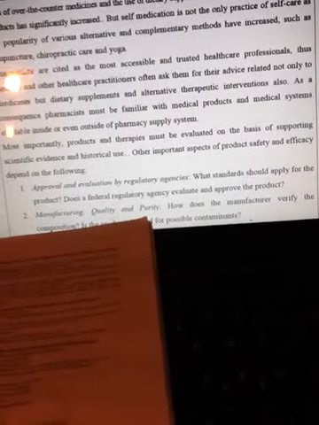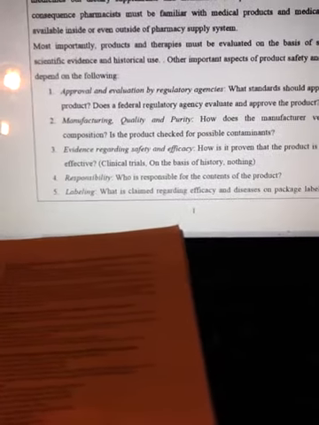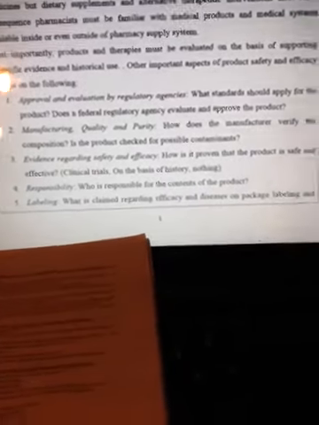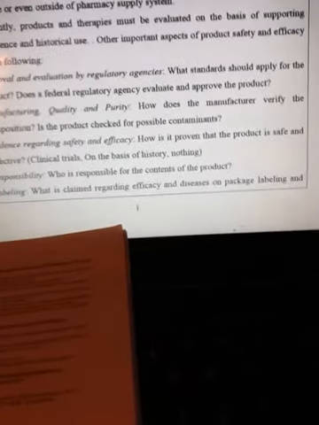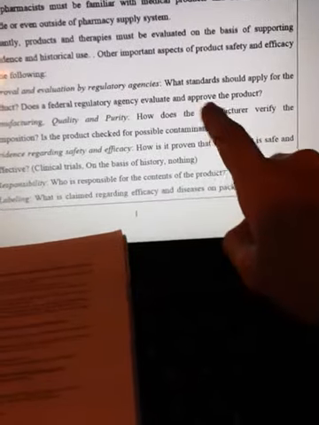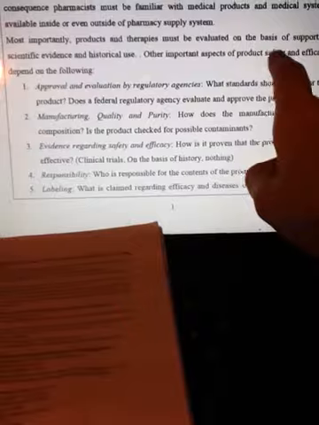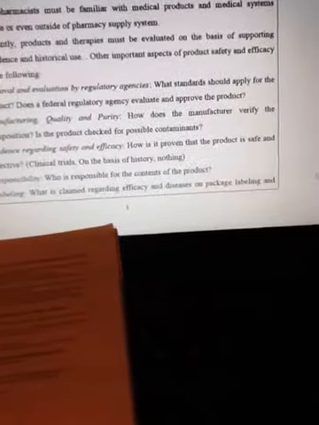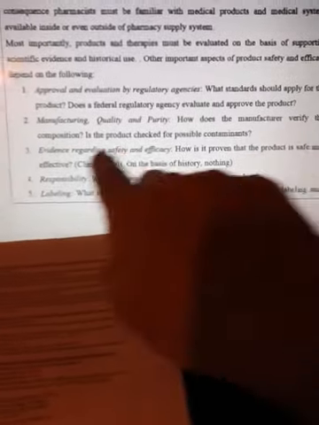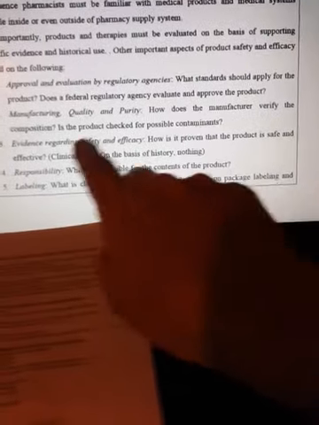Other important aspects of product safety and efficacy depend on the following. It depends on these six items. Approval and evaluation by regulatory agency: what standard should apply for the product? Does a federal regulatory agency evaluate and approve the product? Then another factor affecting product safety and efficacy is manufacturing, quality and purity. That means, how does the manufacturer verify the composition? Is the product checked for possible contaminants?